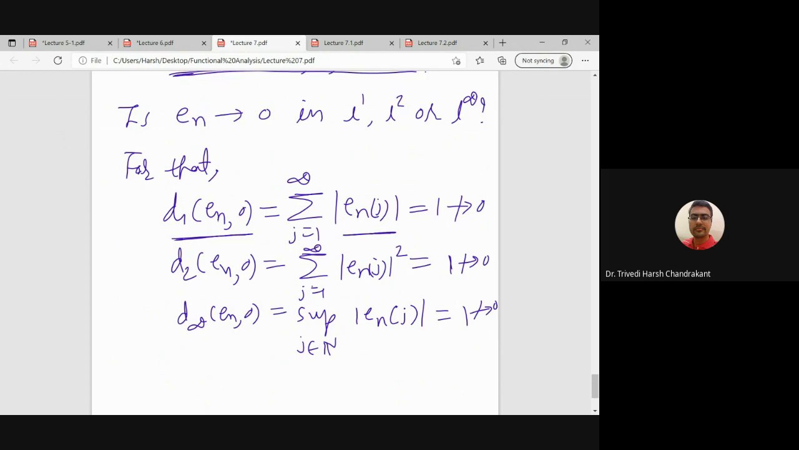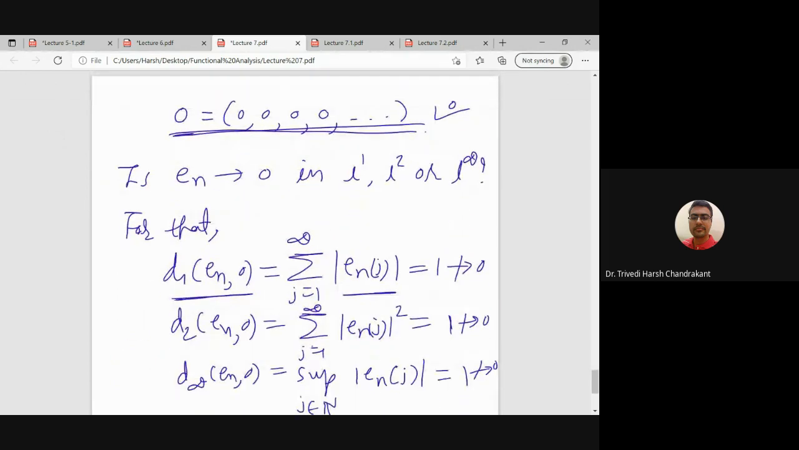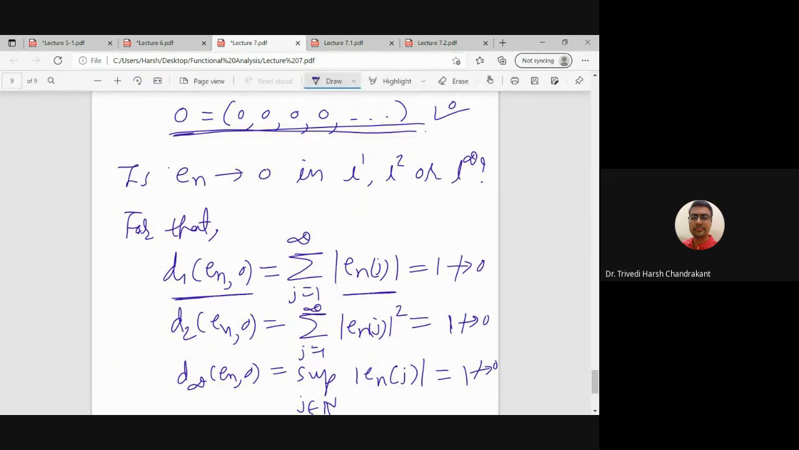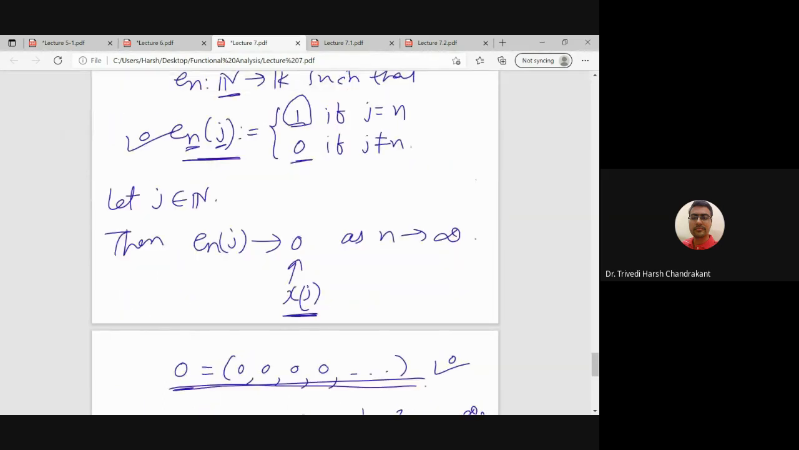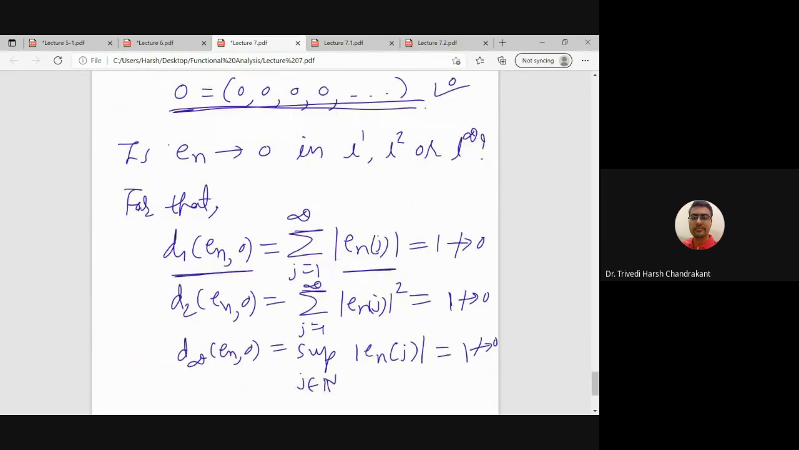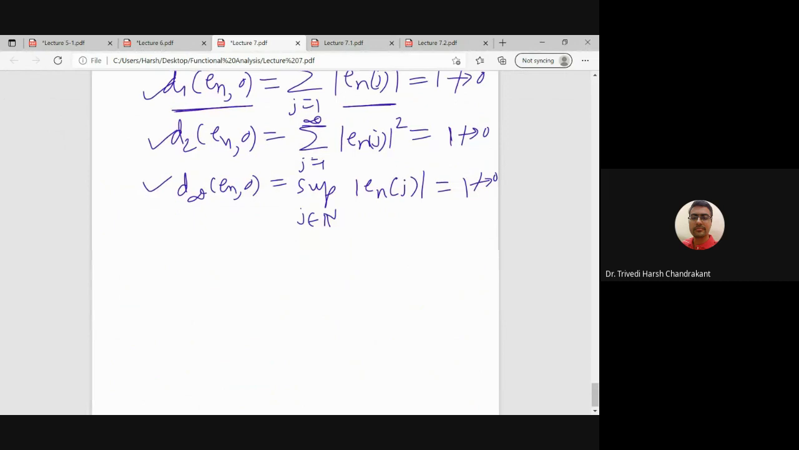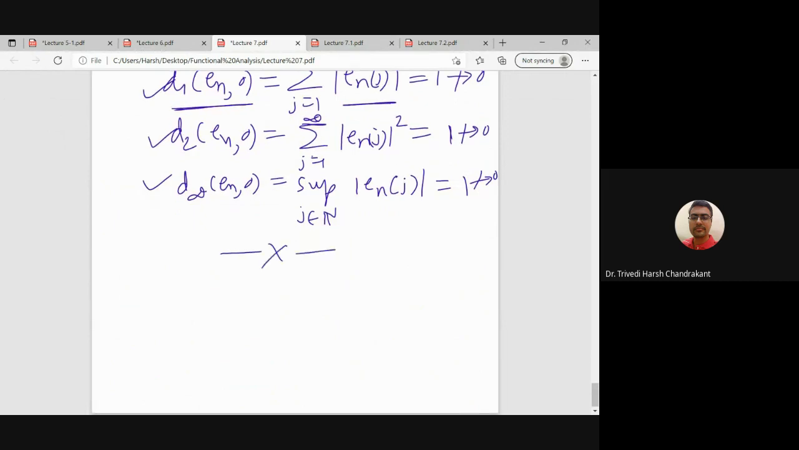So it is not converged to 0, but En coordinate wise converges to 0. But with respect to these three metrics, it is not converged to 0. So that means the convergence in D1, D2, and D infinity metric is stronger convergence than the convergence entry wise. So that is what we observe here.